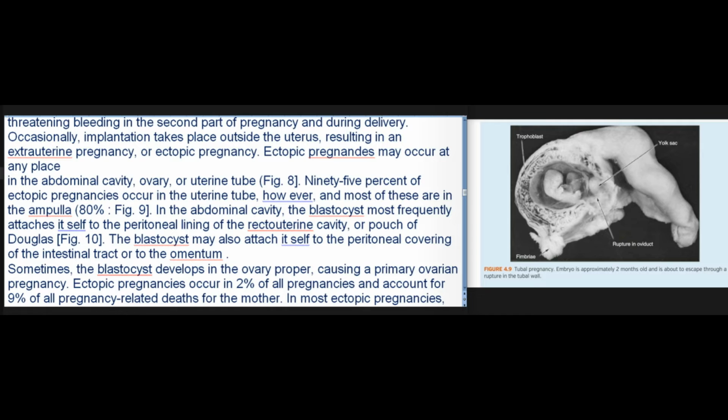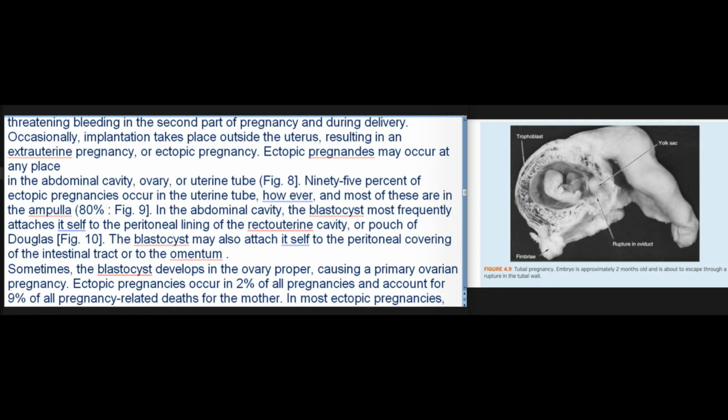Occasionally, implantation takes place outside the uterus, resulting in an extrauterine pregnancy, or ectopic pregnancy. Ectopic pregnancies may occur at any place in the abdominal cavity, ovary, or uterine tube, Fig. 8. 95% of ectopic pregnancies occur in the uterine tube, however, and most of these are in the ampulla, 80%, Fig. 9.